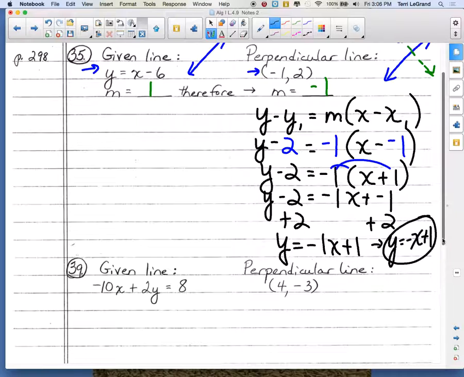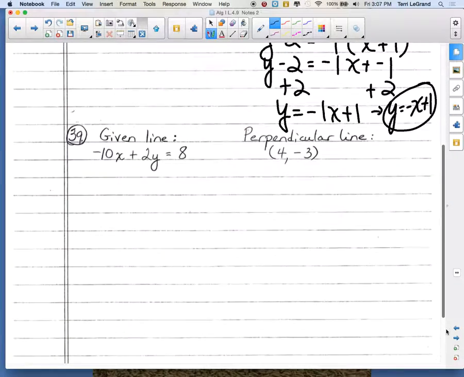What was so easy about that one, getting the slope from the given line? Why didn't we have to do much of anything there? It was in slope intercept form, so we could just pull it out, couldn't we? And then we just made the decision, oh, okay, here's what the other one's slope has to be. How about number 39 here?